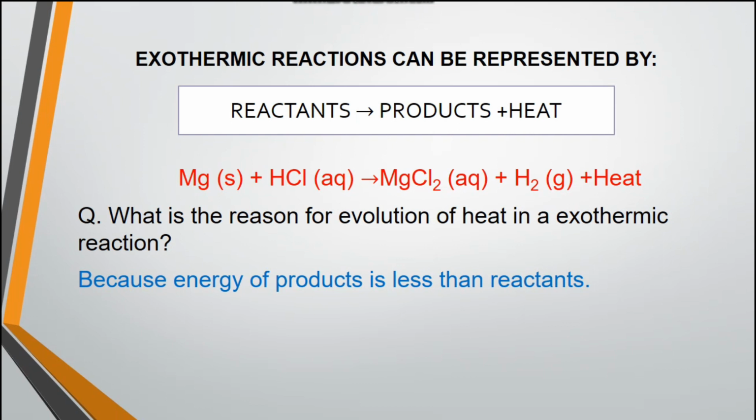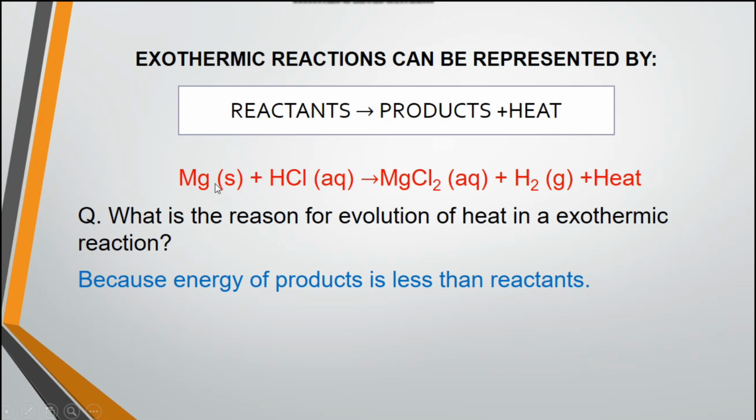This is how we can represent an exothermic reaction. Reactants give products plus heat. That means the heat is given out. When the reaction happens, the heat is given out. So the heat is released. So this is an exothermic reaction.